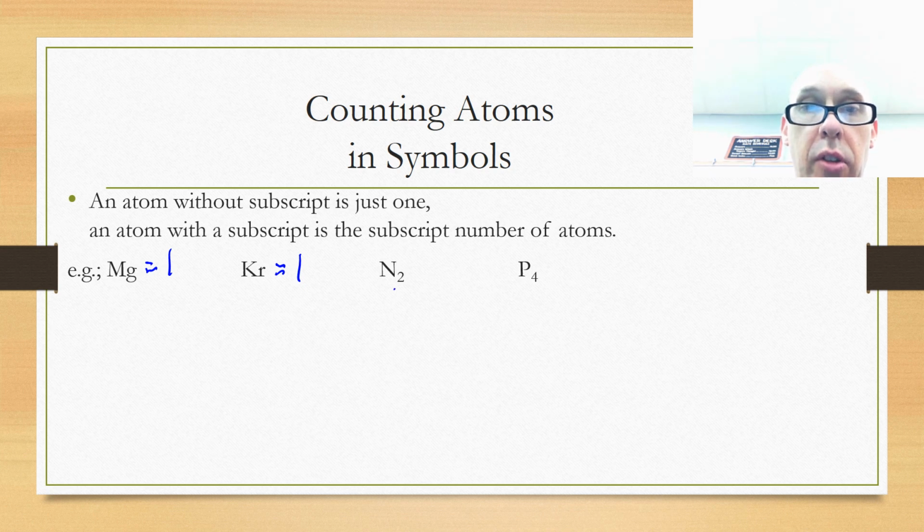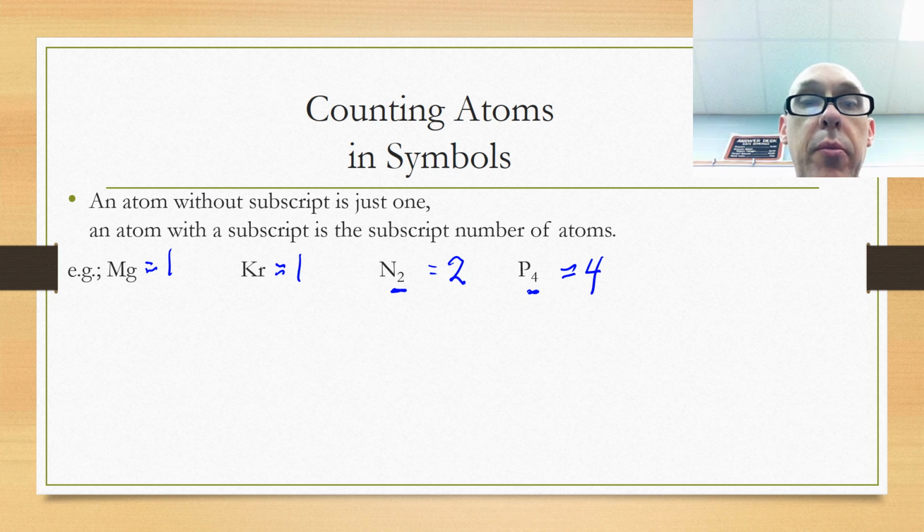Now nitrogen, we can see it's got a subscript of 2, so that means there are 2 atoms of nitrogen. And similarly, one of the versions of phosphorus has 4. So whenever you just see an element, if it's got no subscript, it's just 1. If it has a subscript, whatever the subscript is, that's what it is.